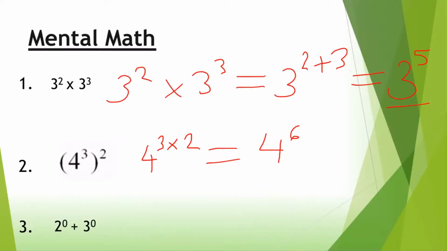Now for this one, this is a very important thing which we just discussed in the previous slide. So as you can see here, 2 to the power of 0. Now as I've told you, any number to the power of 0 will always give us 1. So 2 to the power of 0 is 1 and 3 to the power of 0 is also 1. So when we add 2 ones, what do we get? 2. So 1 plus 1 is equal to 2.